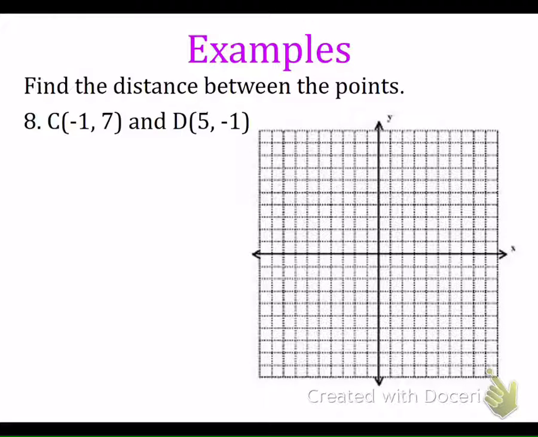All right. So if I'm going to graph point C, I go left 1, I go up 7. To graph point D, I go right 5. I go down 1. Same idea. I am going to make this one big right triangle.